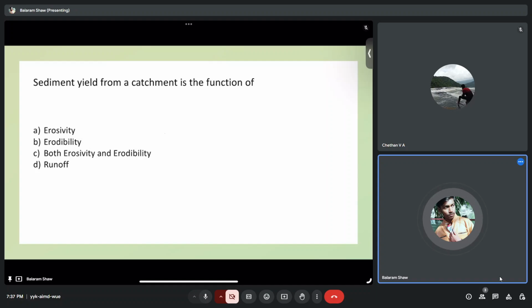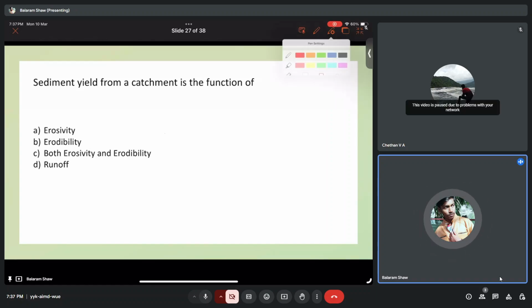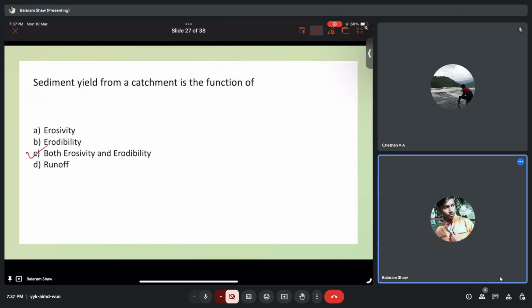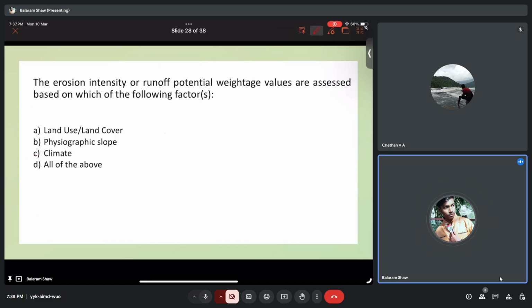Sediment yield from a catchment is a function of, as I just mentioned, both erosivity and erodibility. Okay. So the next question again is, the erosion intensity or runoff potential weightage values are assessed based on which of the following factors?